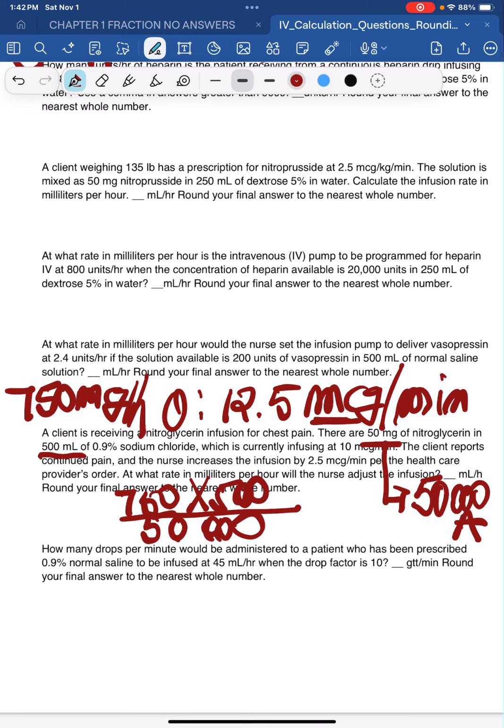So I have 7.5, but because they ask me to round to the nearest whole number, the answer is going to be 8 for that question. All right? So we're making some progress here. Good job.